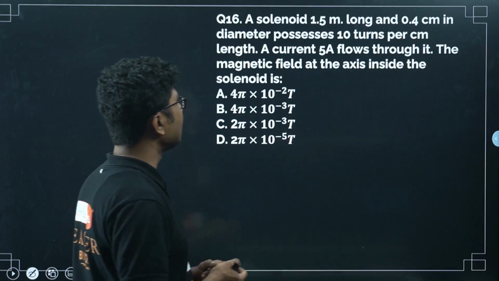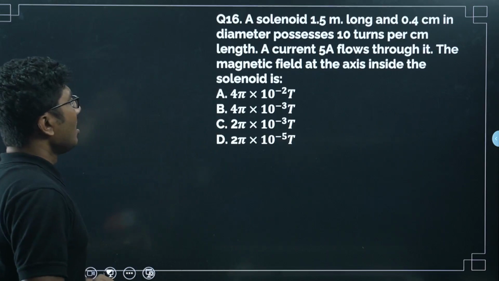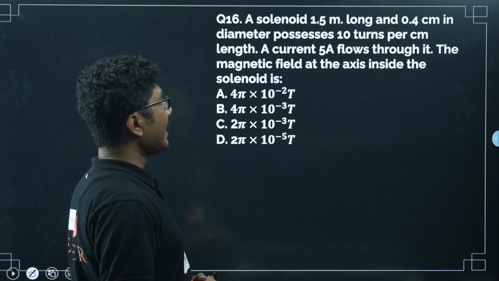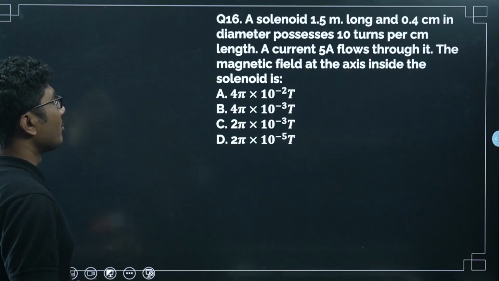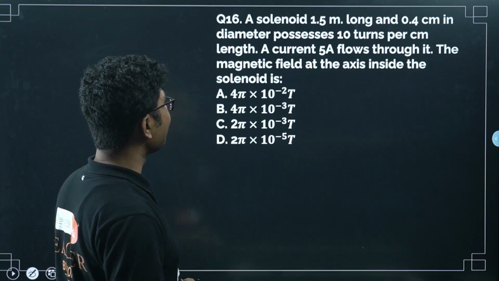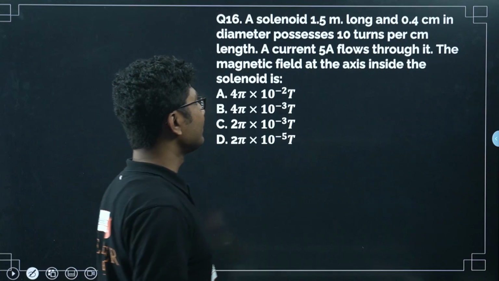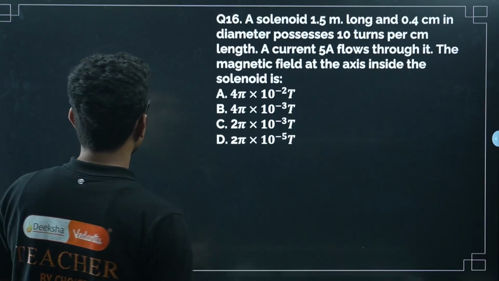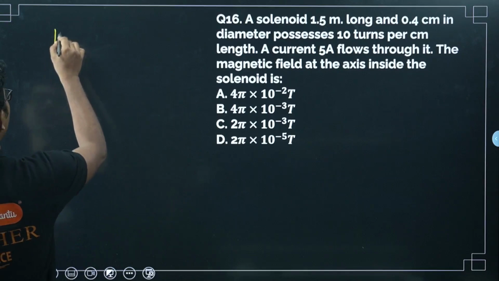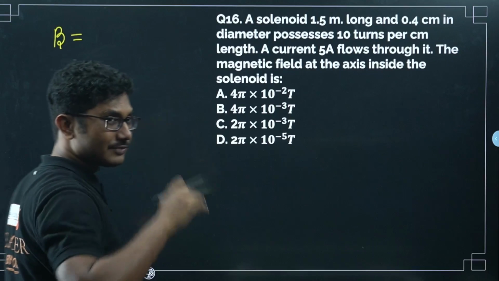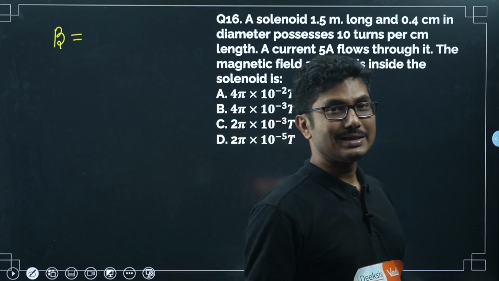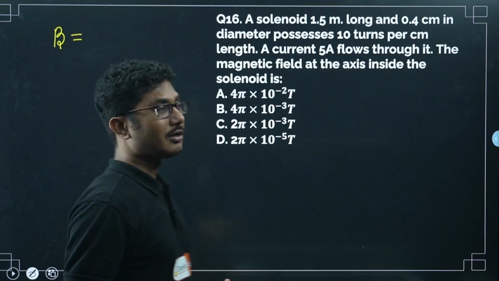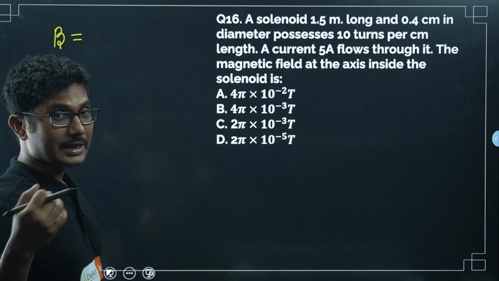Now question number 16: a solenoid 1.5 meter long and 0.4 centimeter in diameter possesses 10 turns per centimeter in length. The current of 5 ampere flows through it. The magnetic field on the axis of the solenoid is? So we know the magnetic field inside a solenoid. Now, the first 15 questions were based on current electricity. The next 15 questions will be based on moving charges and magnetism.